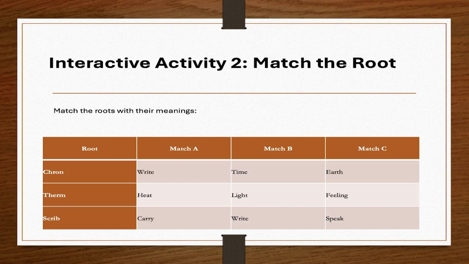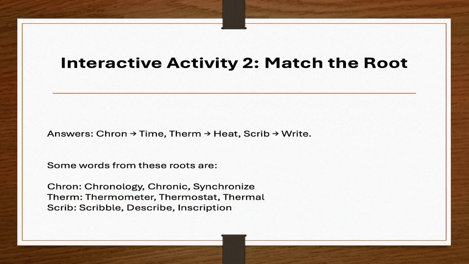Now let's see the answers. Cron basically means time. The root relates to the concept of time. Therm relates to heat, and scrib to write. Some words from cron are chronology, chronic, synchronize. From therm: thermometer, thermostat, and thermal. From scrib: scribble, describe, inscription. So these are the roots: cron, therm, and scrib.